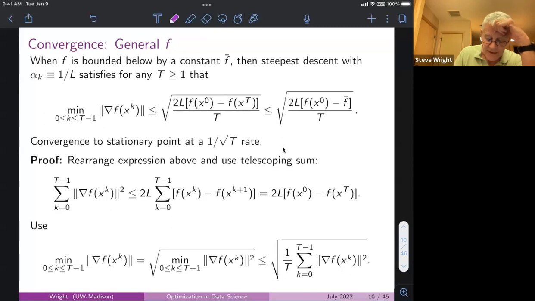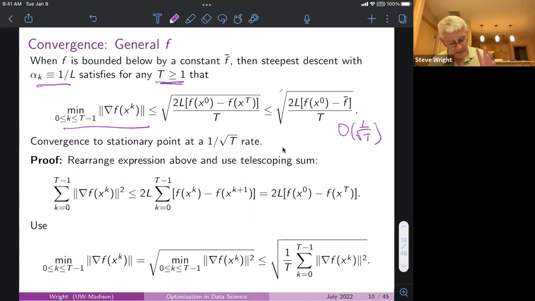It says if you run that method using that step size, the 1 over L step size, for big T iterations, then if you look at the minimum gradient norm that you encountered in the first T iterations, that's bounded above by this quantity that is order of 1 over square root of T. So the best gradient that you encounter in the first T iterations goes down like order of 1 over square root of T. Obviously as big T goes to infinity, the best gradient you find is going to go to 0, but it not only tells you that, it tells you how fast it's going to go to 0, which is useful to know when you're doing theory.